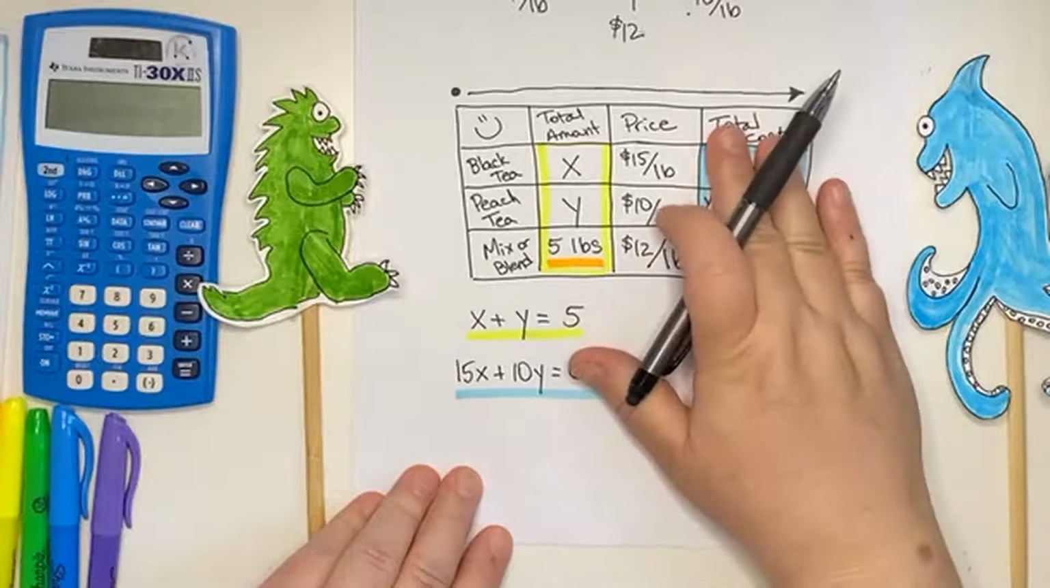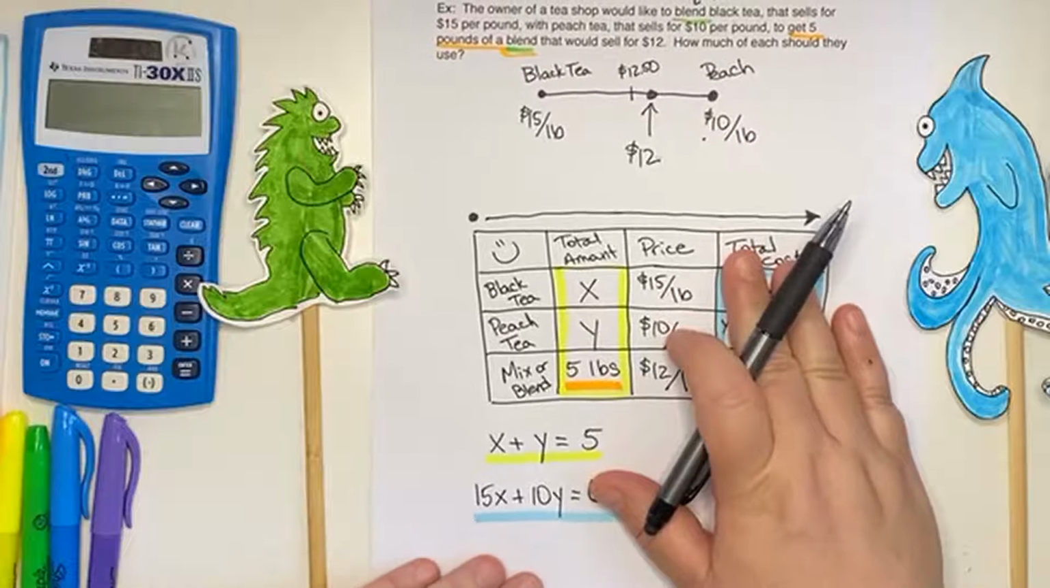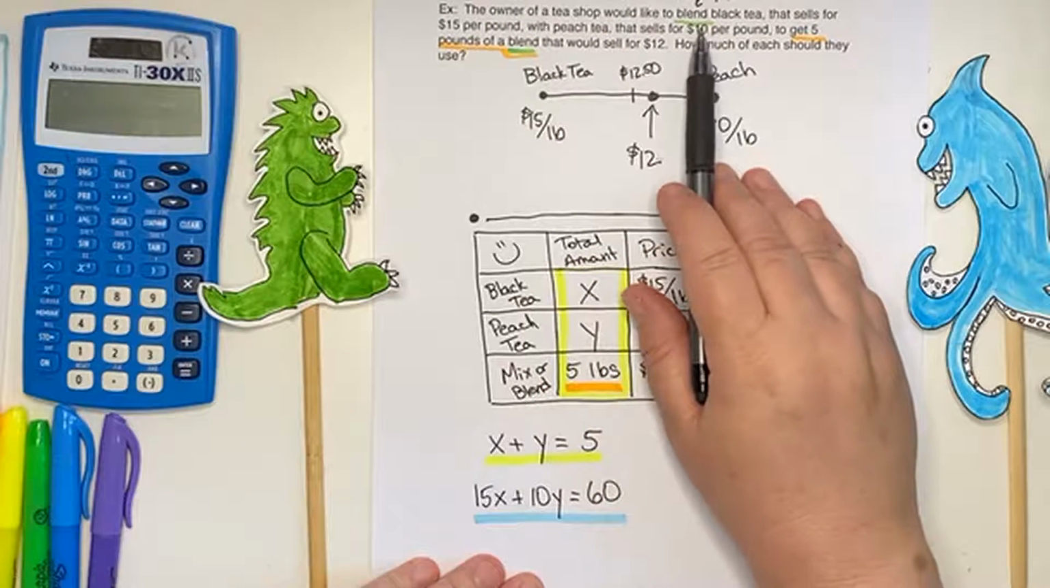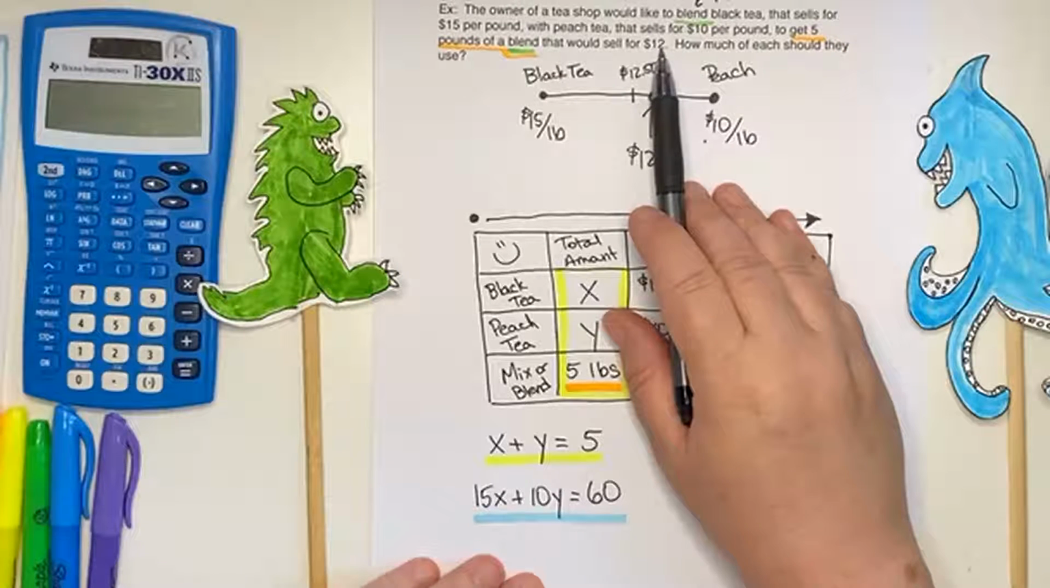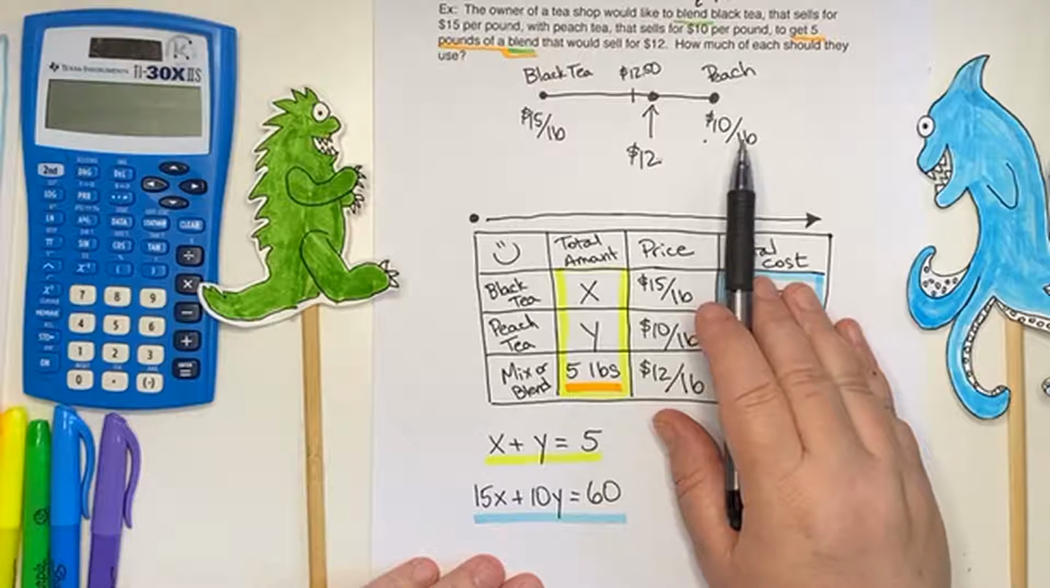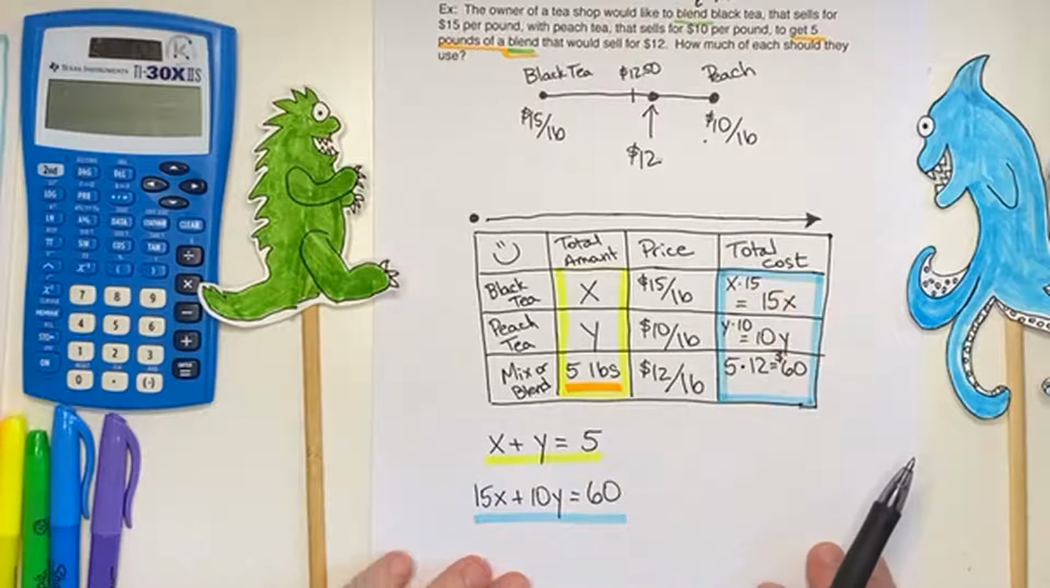Right? And that's what we found. Let me slide this down. That's what we found right here. Given that we're aiming for a blend that's $12 per pound, it's a little closer to the peach price, so there's going to be more of the peach tea in it.